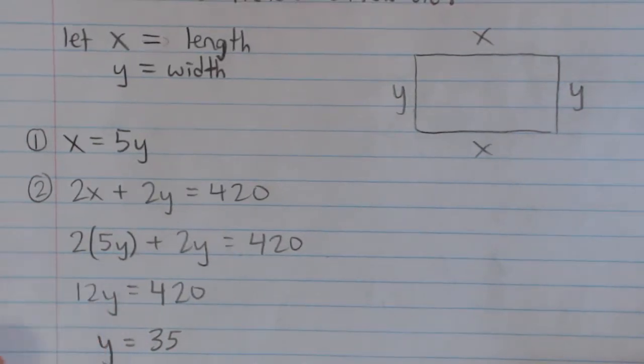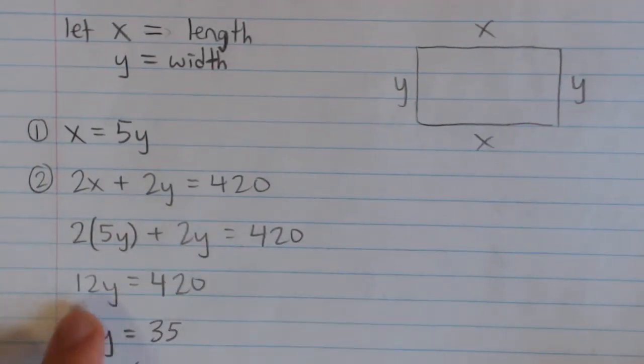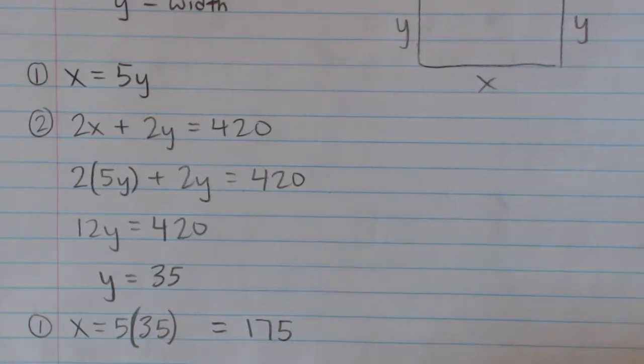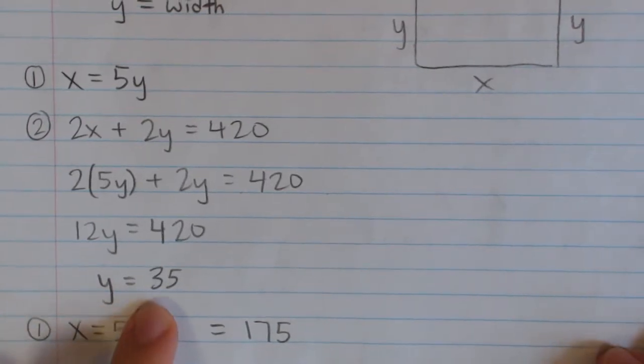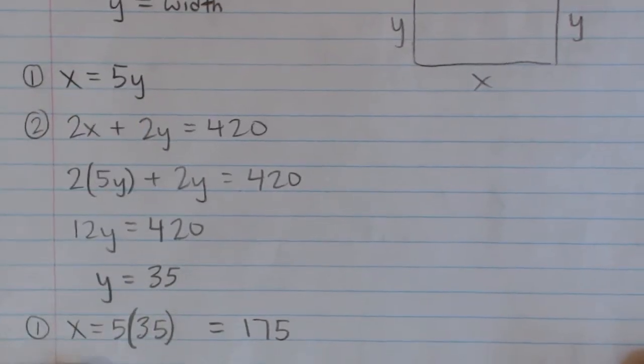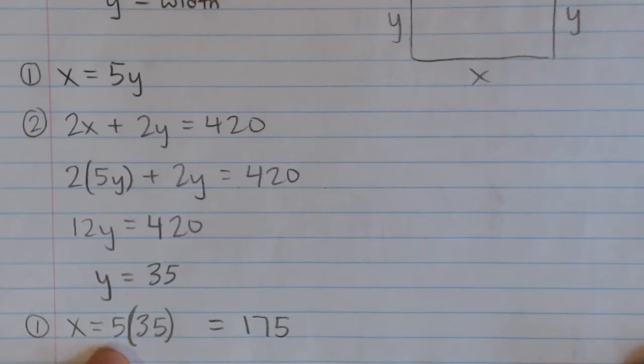So 2 times 5y is 10y, plus 2y is 12y. I divide both sides by 12, and I get y equals 35. So our width is 35 yards. As for the length, because we solved for y, we can plug that back into equation number 1. And so we see that our length is 5 times 35, which is 175 yards.